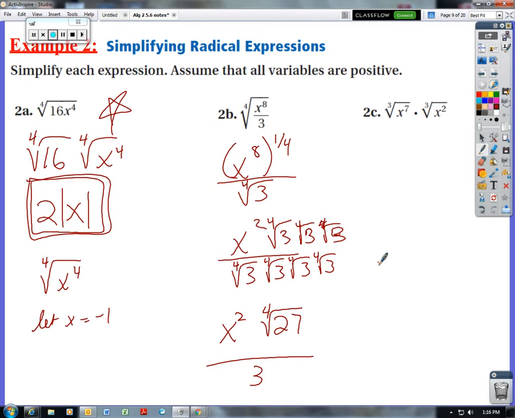So there's that one. And then this one's going to be the cube root of x to the 9th. That's the same as x to the 9th to the 1/3. And that's x cubed.